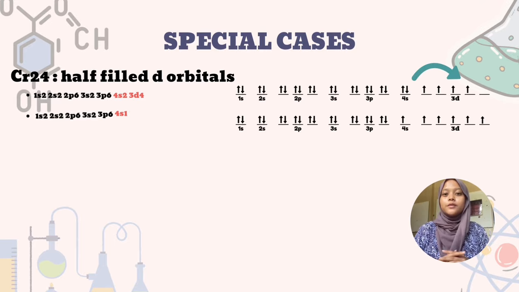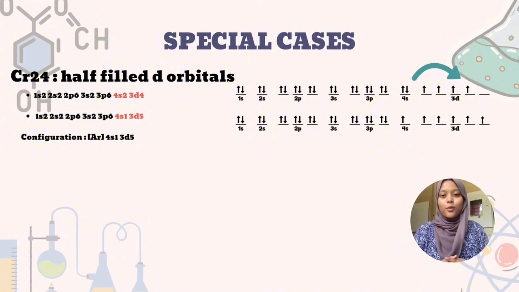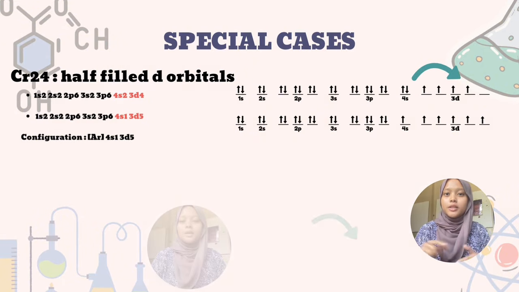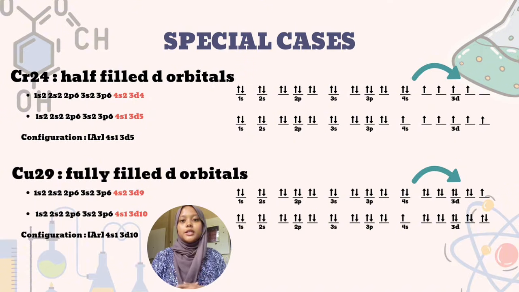But there are some special cases in electron configuration. For example, some elements do not follow the normal order. For chromium, instead of argon 3d4 4s2, the actual configuration is 3d5 4s1. This is because a half-filled d subshell is more stable. Another is copper. Instead of argon 3d9 4s2, the configuration is 3d10 4s1. A fully filled d subshell gives extra stability.